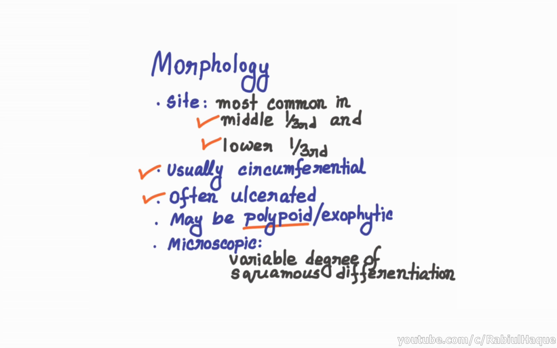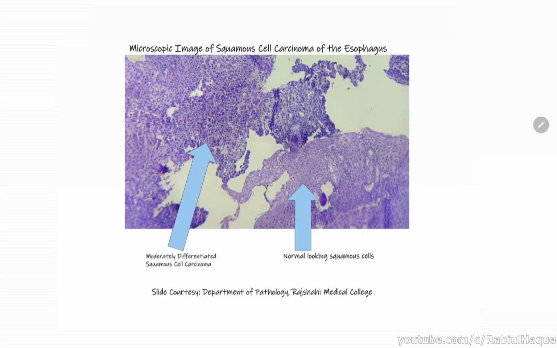So what will be the findings under microscope? Microscopically, there will be squamous differentiation, and always remember the degree of squamous differentiation is variable, and most tumors are well or moderately differentiated squamous cell carcinoma. And we will talk about that more when we discuss TNM staging and grading.